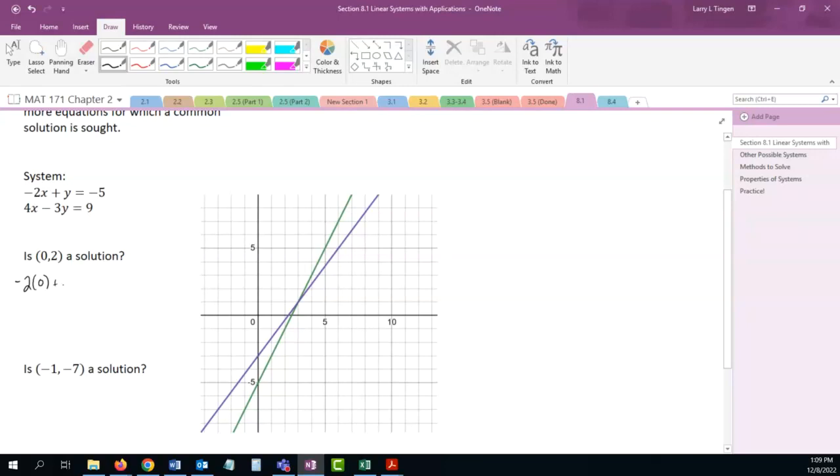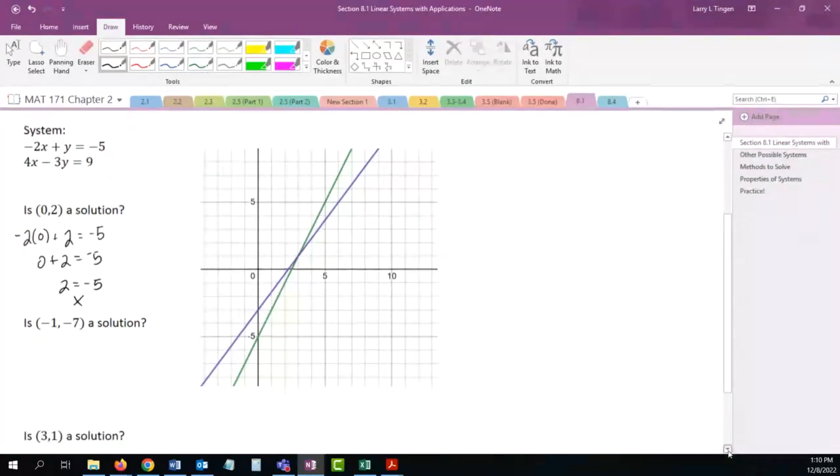negative 2x plus y, with y being 2, equals negative 5. So what I should get back is a true statement here. 0 times negative 2 is 0. 0 plus 2 is 2, and 2 is not equal to negative 5. What that means is that point does not fall on the line negative 2x plus y equals negative 5, and I can stop there. I don't have to also check with the other equation, because the only points I'm interested in are the ones that are solutions to both of the equations in the system.